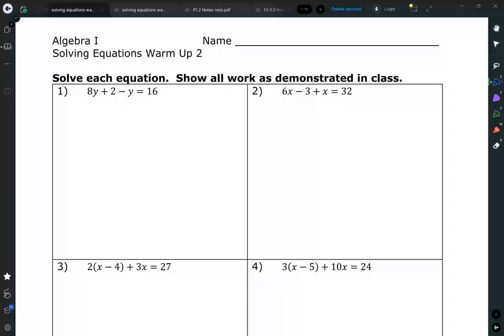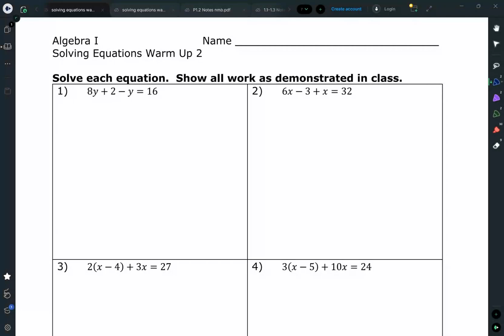Hello class, we're looking at solving equations again. This is our Algebra 1 review. This was just a warm-up. It's not meant to teach solving equations for the first time. It's just a quick review. So today we're looking at solving more difficult equations that are going to require some simplifying first.